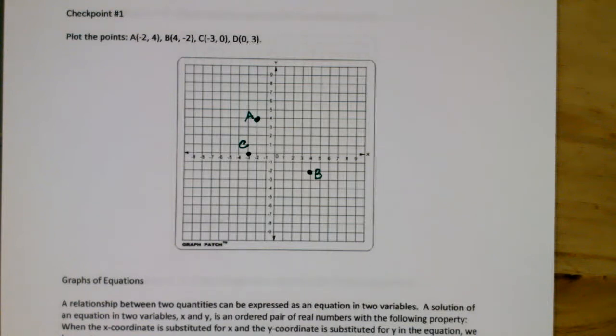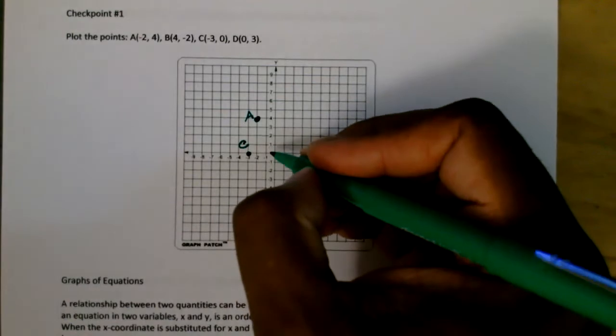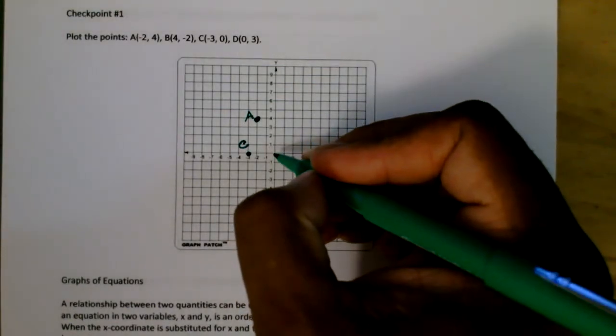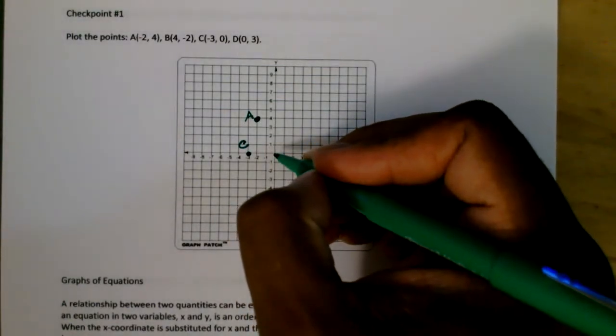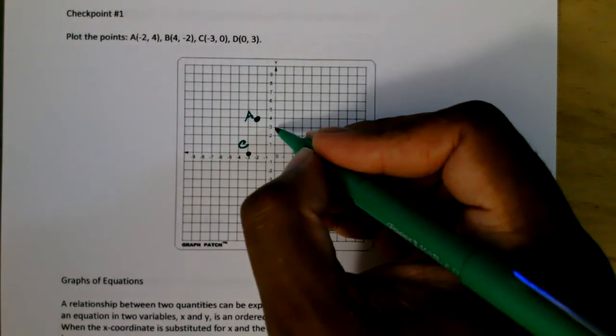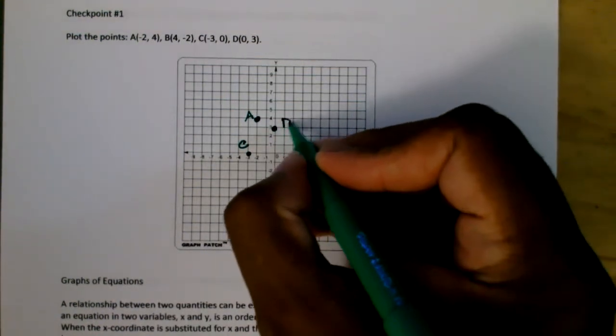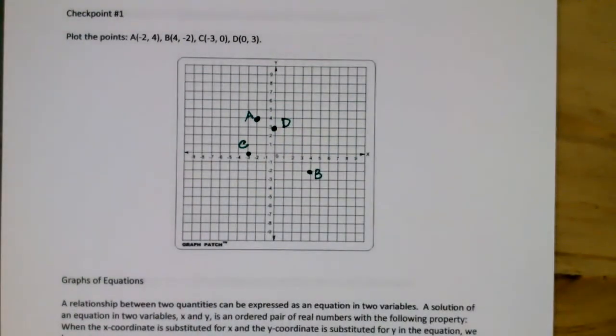And then finally D, which has the ordered pair of 0, 3. We start at the origin. We don't go left or right because our x coordinate is 0. But our y coordinate is 3, so that means we need to go up 3 places and draw the point. This point would be on the y-axis, so point D is on the y-axis. Okay. So that's pretty much how we plot ordered pairs on a coordinate plane.